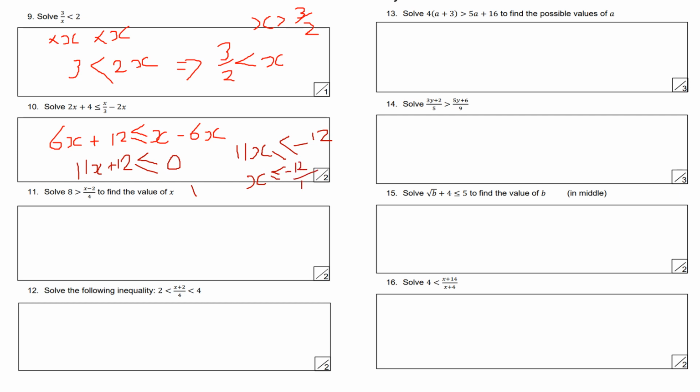Okay. Question number 11, solve this inequality to find the value of x. I'm going to multiply both sides by 4. So 8 times 4 is going to be 32. That's greater than x minus 2. I'm now going to add 2 to both sides. Okay, 32 add 2 is going to be 34. So 34 is greater than x. Therefore, x is less than 34.